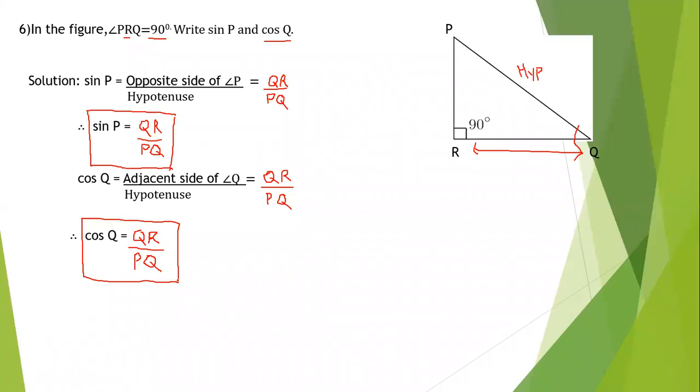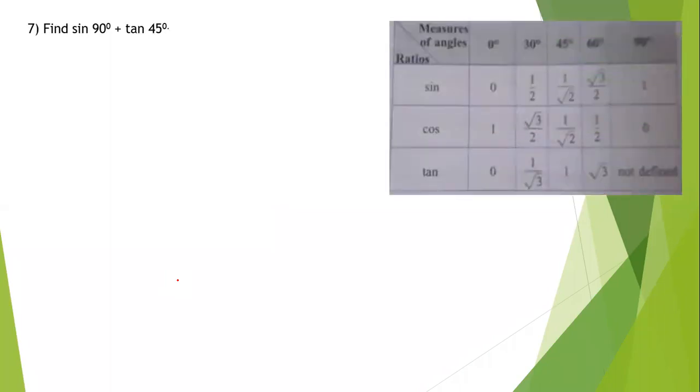Now let us move to the next sum, sum number 7. Find sine 90 degree plus tan 45 degree. So this sum is from the chapter trigonometry. And for this, we need to remember the table. Then only we can solve such type of sums. Okay. So here you can see the table. Let us quickly revise this table also. And then we will start solving this sum.